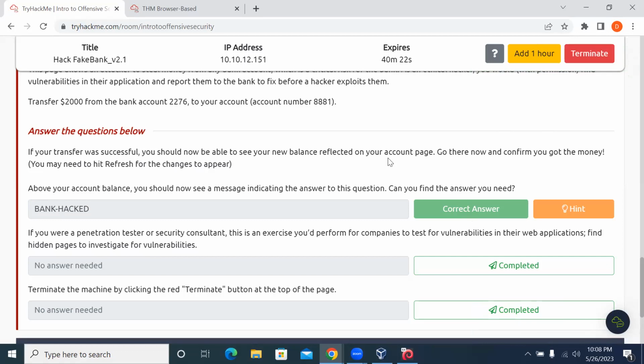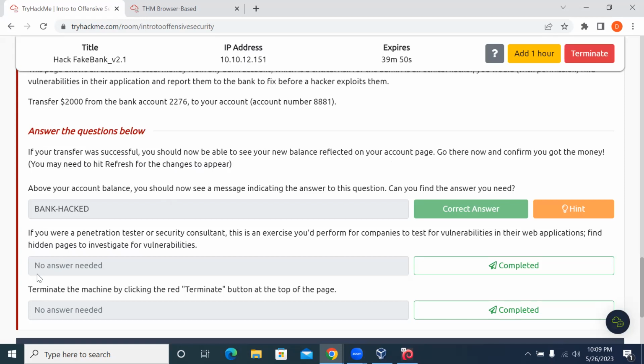So you get the flag and you come and drop it, and it will show you if your answer is correct or not. So it's actually something that you have to be engaged in. You have to engage yourself. You have to think, right? And then carry out this task. So if you were a penetration tester or security consultant, this is an exercise you would perform for companies to test for vulnerabilities in their web applications, find hidden pages to investigate for vulnerability.